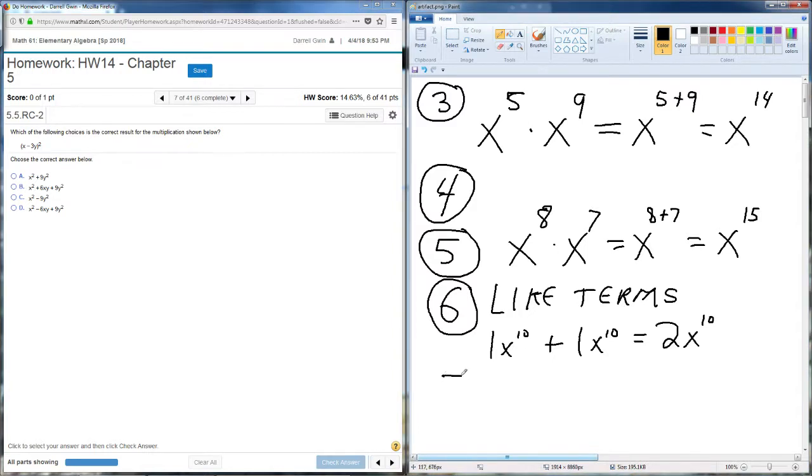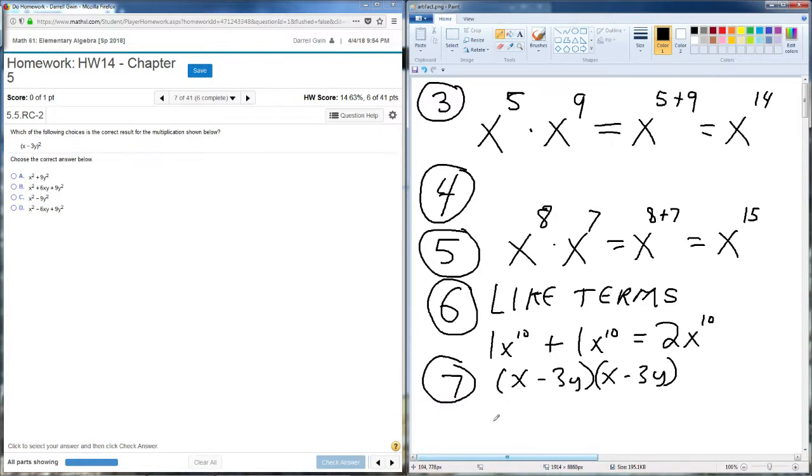Number 7 is don't fall for the freshman's dream. Always write it down twice. X minus 3y times the exact same thing, x minus 3y, because these are the base. Base times the base, that's the definition of exponents. 2 is multiply the base times itself twice.